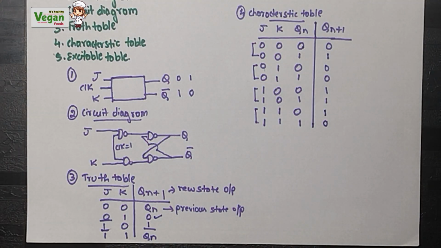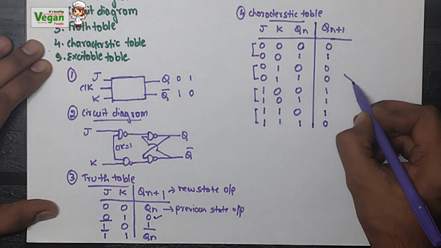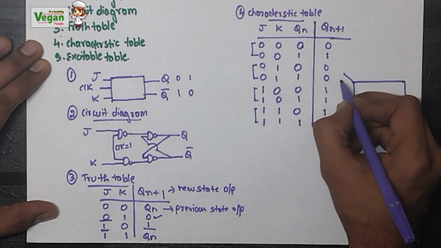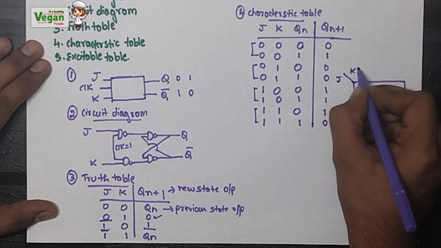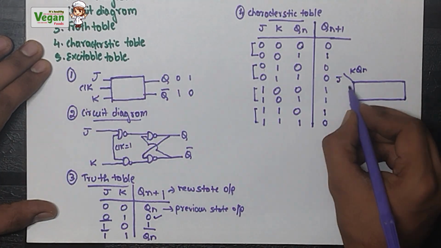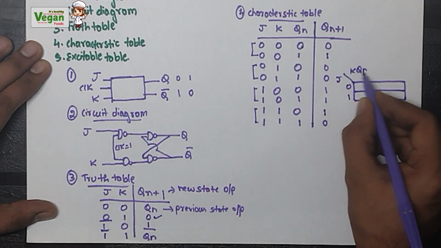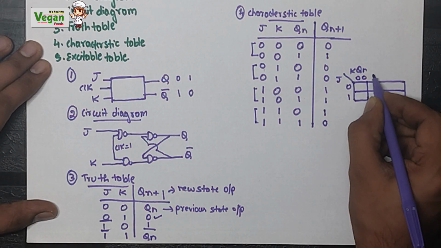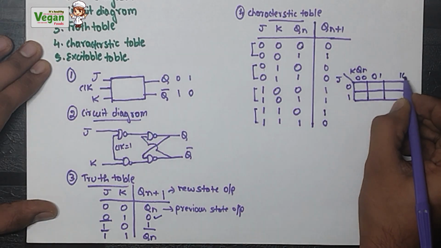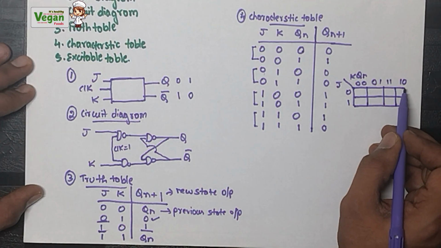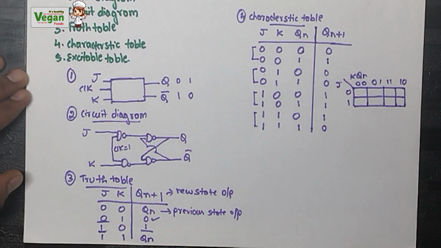Simple. Now let's write the characteristic equation using this characteristic table. To write the characteristic equation, we will use the K map because we are having three inputs. Let us consider J, K, Qn. So J will have two inputs, 0 and 1. So 0, 0, 0, 1, 1, 0 and 1, 1. First we will write 0, 1. After that we will write 1, 0 right here. Then 1, 1 we will write here.